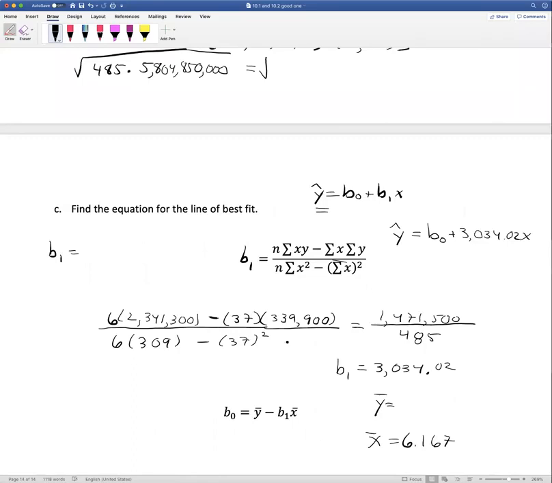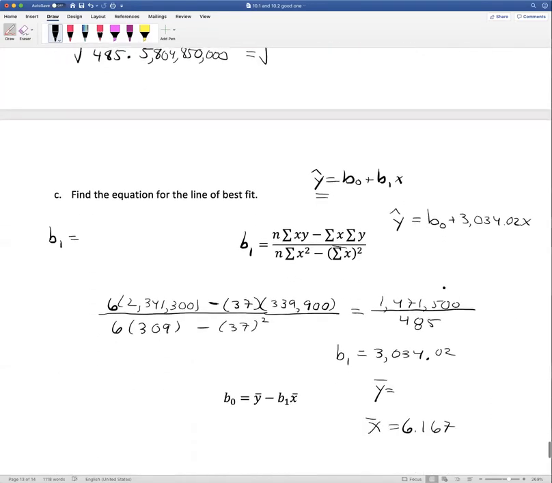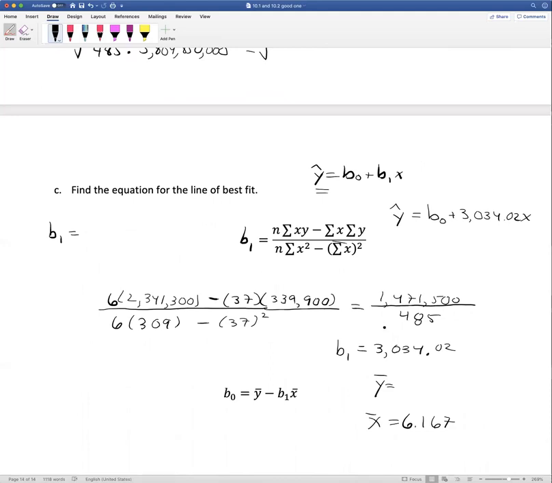Y hat means the mean of all of our y values. And again, to figure out what that is, we're going to take the sum of all of our y's and then divide by 6, and that will tell us what the mean is. So we have 339,900, divide that by 6, and we get $56,650.